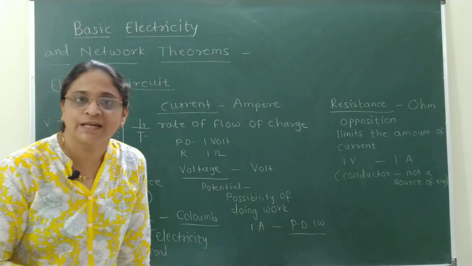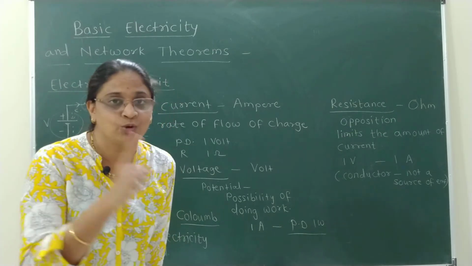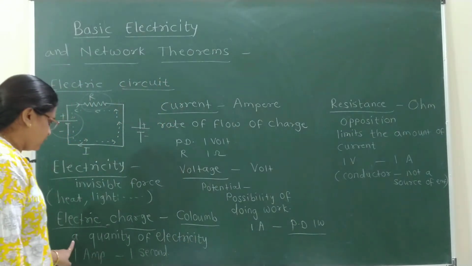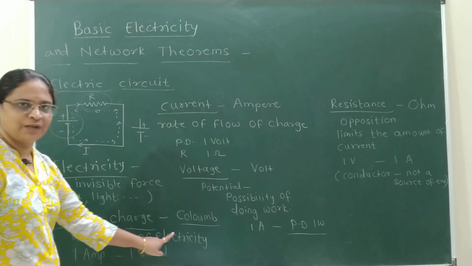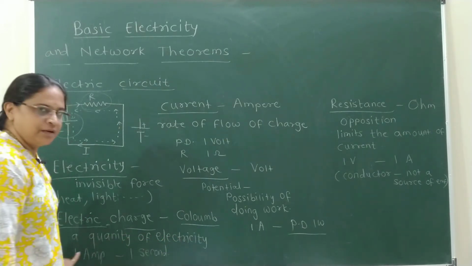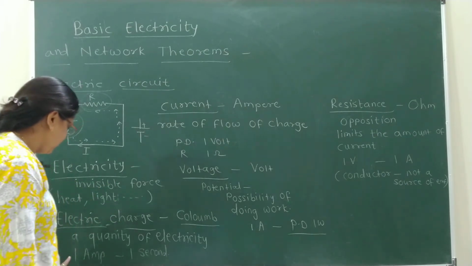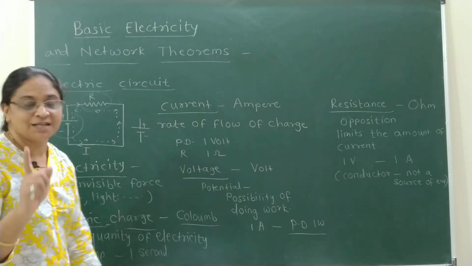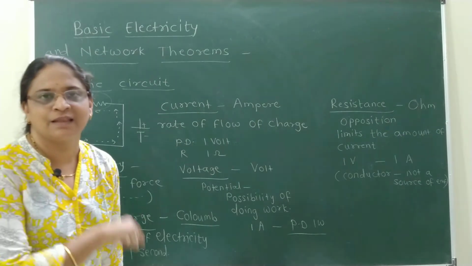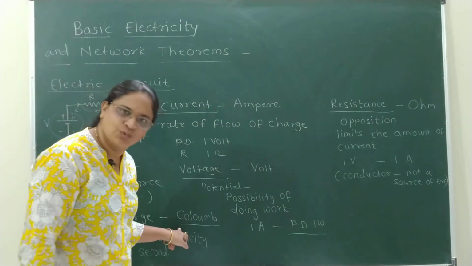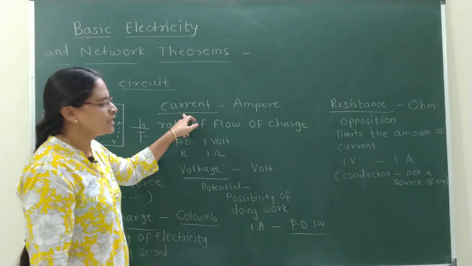What is the unit of electric charge? Coulomb. How is 1 coulomb defined? It is defined as: 1 coulomb is a quantity of electricity passing in a given circuit when 1 ampere current is maintained for 1 second, then that unit of electric charge is nothing but 1 coulomb. Then what is current?